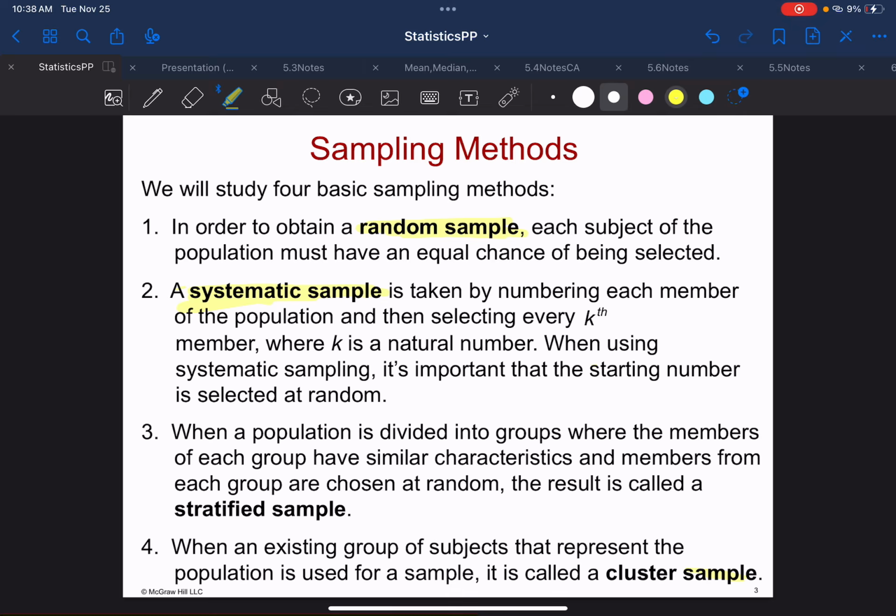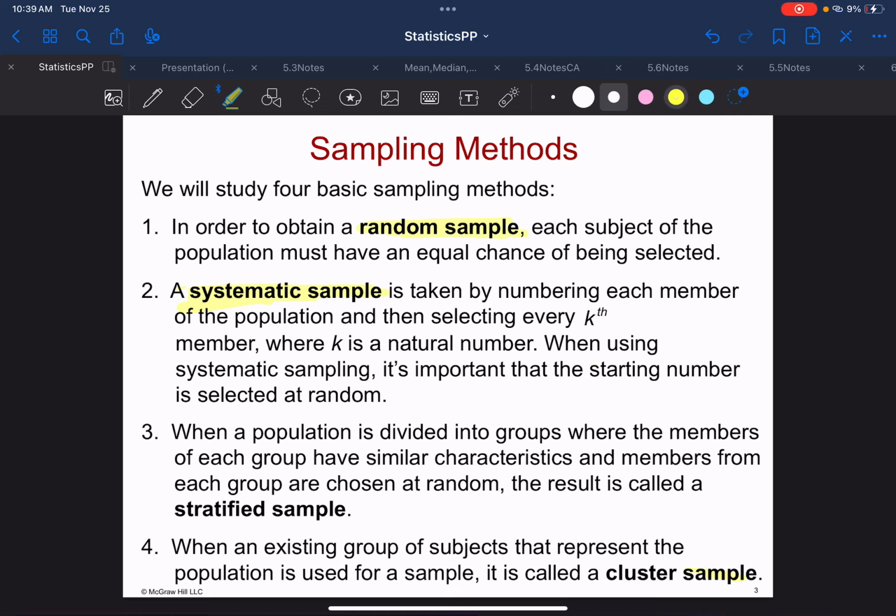The second way is a systematic sample. This is taken by numbering each member of the population and then selecting every kth member, where k is a natural number. And when we use systematic sampling, it's important that the starting number is selected at random. This would be like if I got a directory of all the students that attended this college this year, and I went through the list and selected every 10th person on the list. That would be an example of a systematic sample.